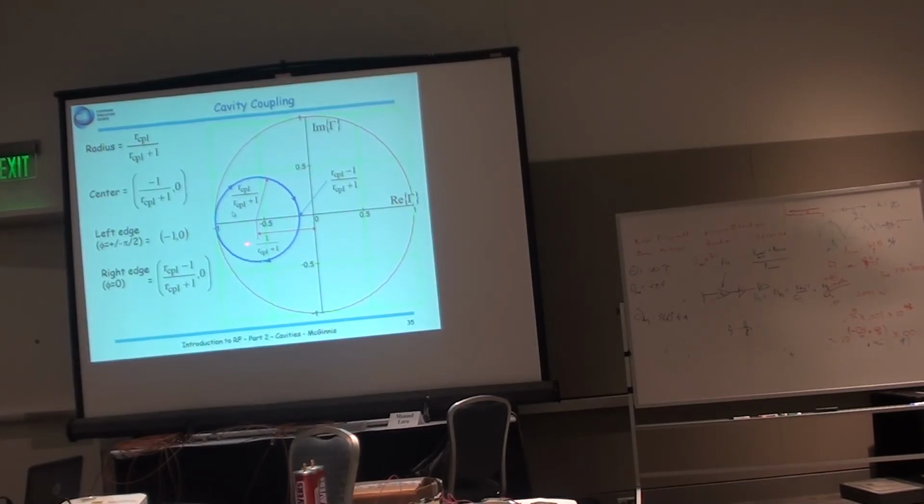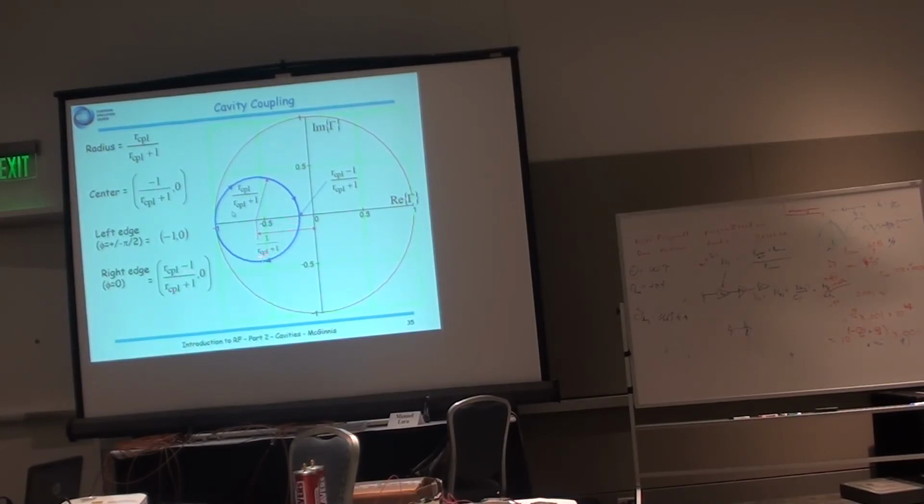So it kind of looks like a Smith chart flipped over. So you see that there's a radius. The radius of the circle is given by R coupling over R coupling plus 1. The center is given by minus 1 over R coupling plus 1 from here. And the left edge always sits here. And the right edge always sits at R coupling minus 1 over R coupling plus 1.